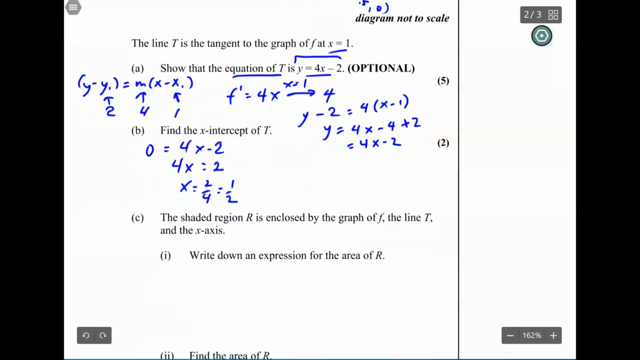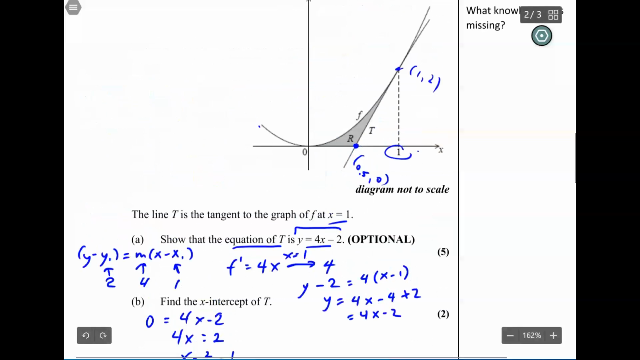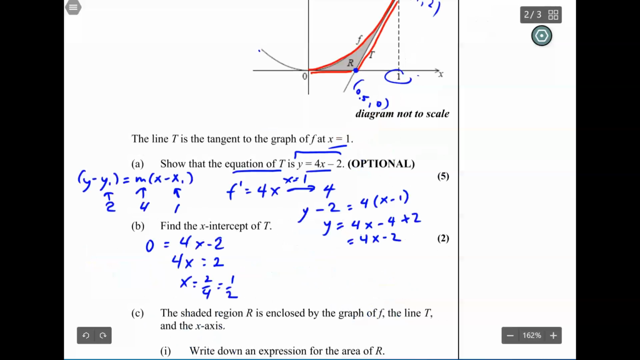The shaded region R is enclosed by the graph of f, the line t, and the x-axis. Okay, let's figure this out. They said the shaded region is enclosed by f, line t, and the x-axis. Yeah, that's true. It is bordered by those three curves and lines. Write down an expression for the area of R.